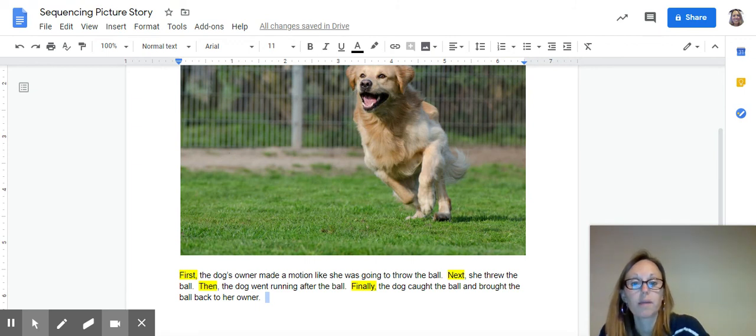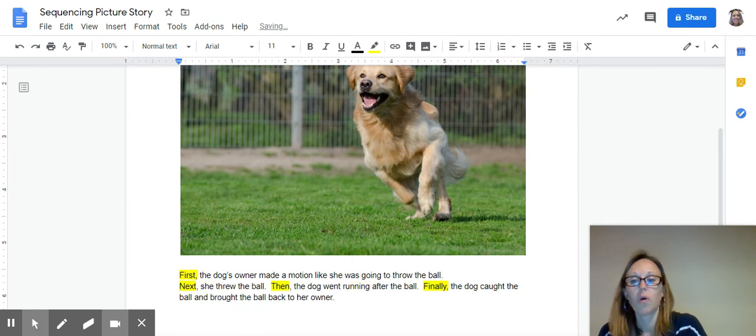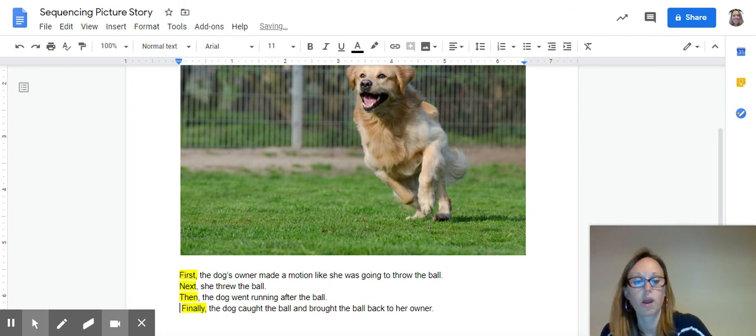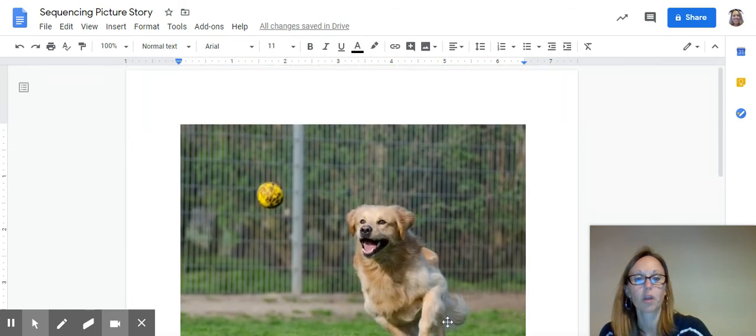If you want to write it in paragraph form, you can, or you can just write it like this, where you write each sentence, and you could write a sentence a day if you want, and then that way it will help you to figure out what's going on.